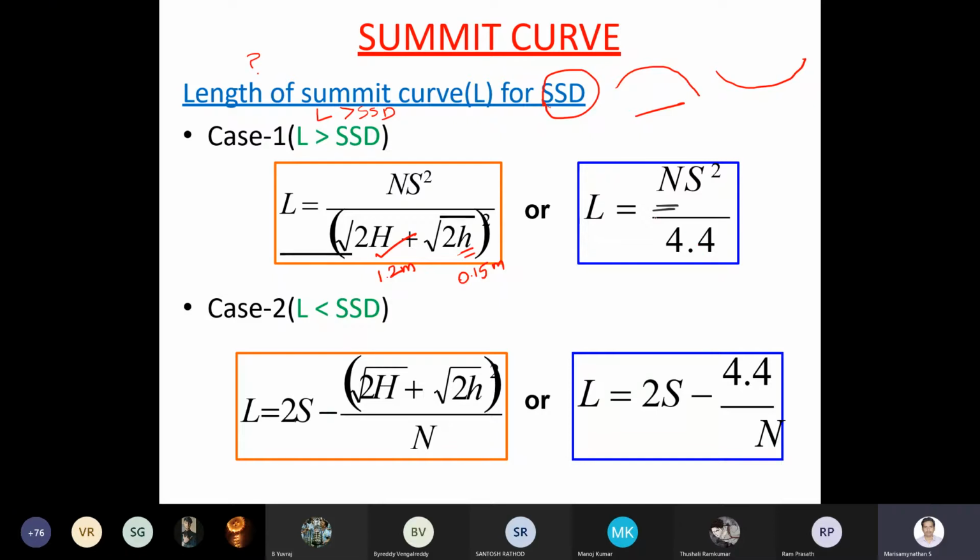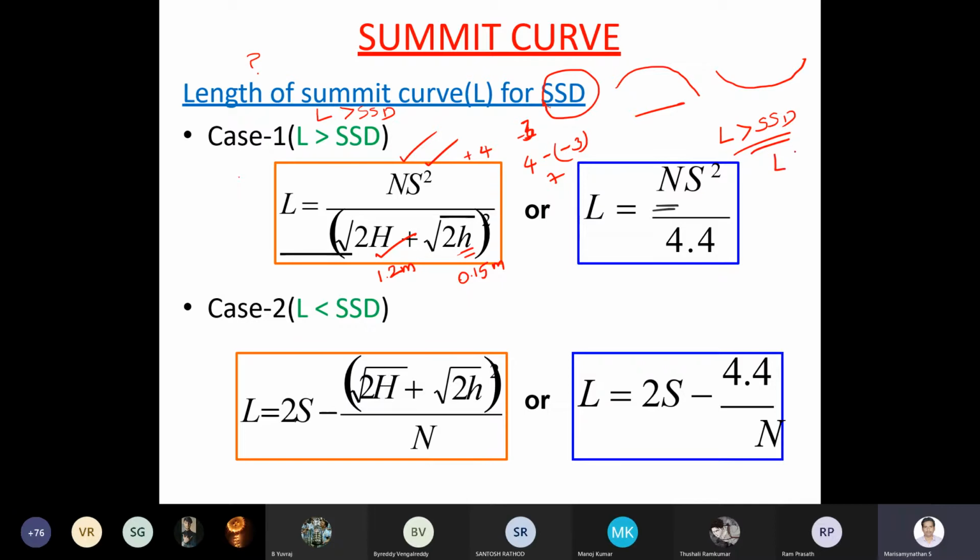N is the deviation angle. The gradient might be plus 4 and then going to minus 3, so what is the algebraic difference between these two? 4 minus of minus 3 is 7, so we consider 7 percent as the N value. S is the stopping sight distance. When we apply the formula, we check that the L value is greater than SSD, and the assumption is confirmed based on the value we get.